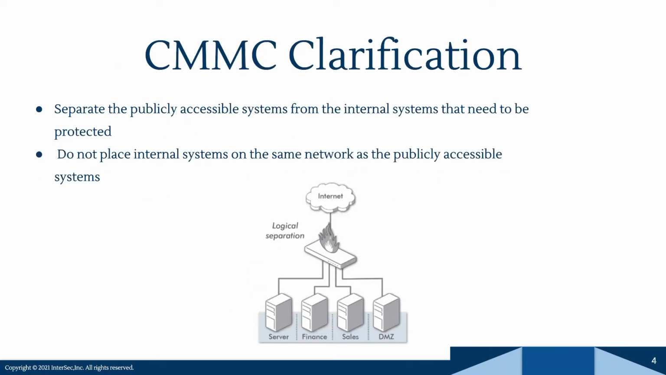Now, what does that mean in terms of CMMC? It would mean to separate the publicly accessible systems from the internal systems that need to be protected. And as we discussed in the previous video, and it's going to be even more relevant in today's video and this practice, do not place internal systems on the same network as the publicly accessible systems, as that can cause issues in protecting that internal system.